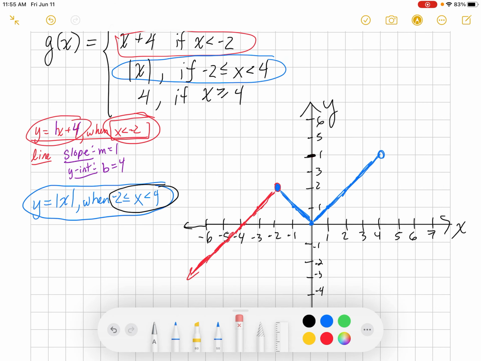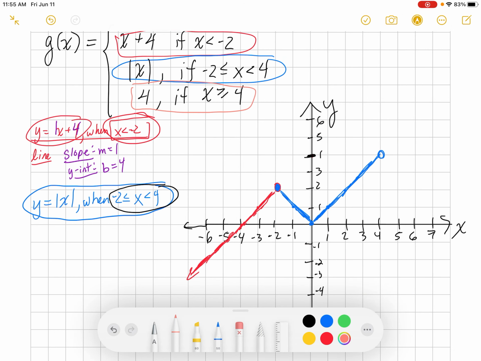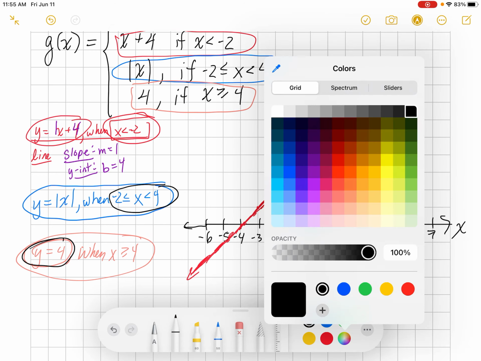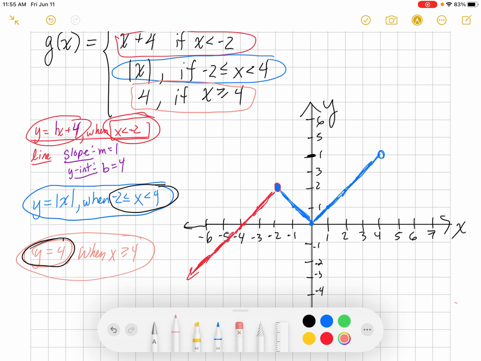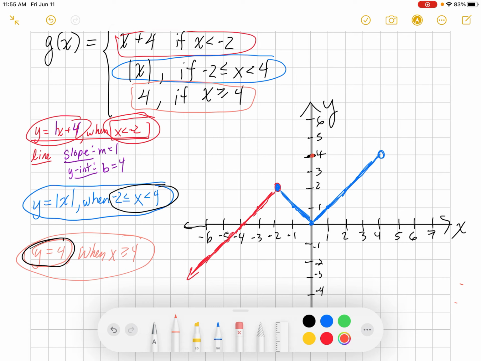So we have one more piece. We'll call it maybe the orange piece. It's simply y equals 4. And that occurs when x is greater than or equal to 4. So tell me about y equals 4. What kind of graph is that? Well, that's a horizontal line, right? y equals 4 is a horizontal line. What we're going to do, we're going to find 4 up here. We'll put a little light orange dot, and we're going to make a horizontal line.